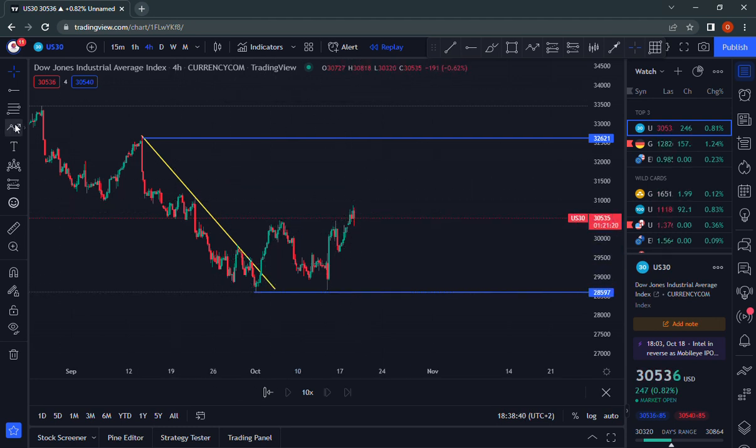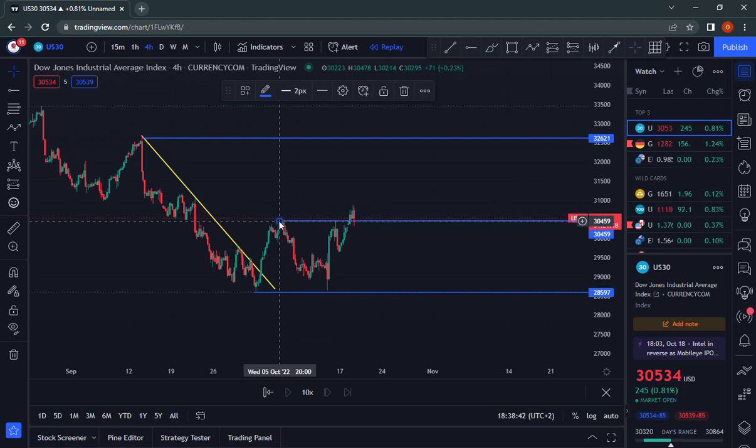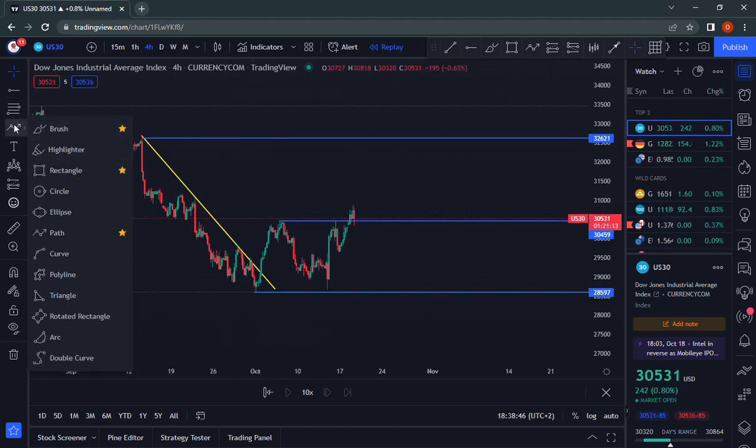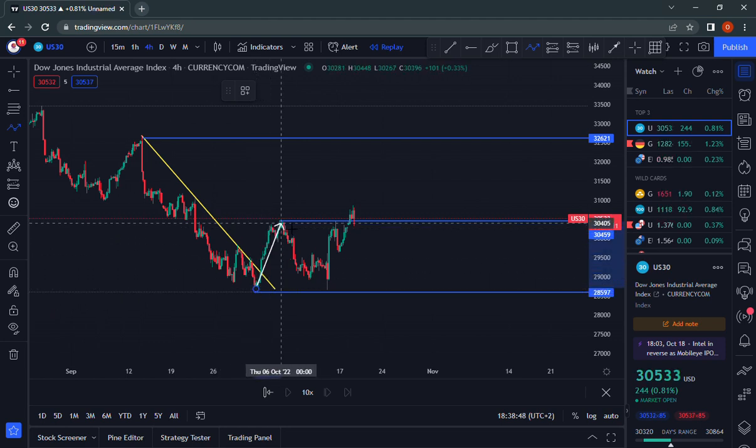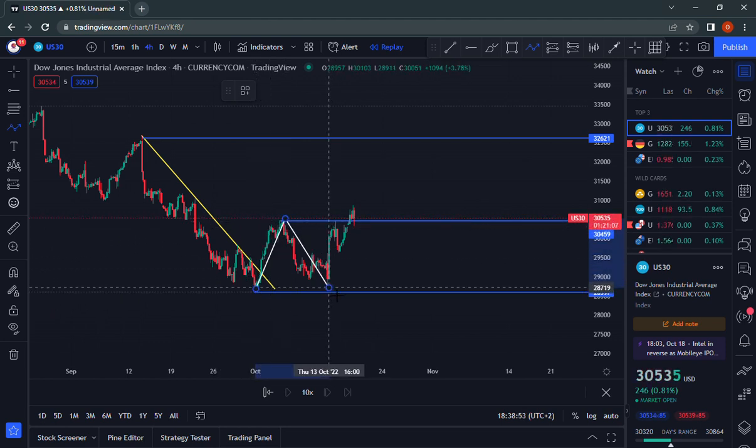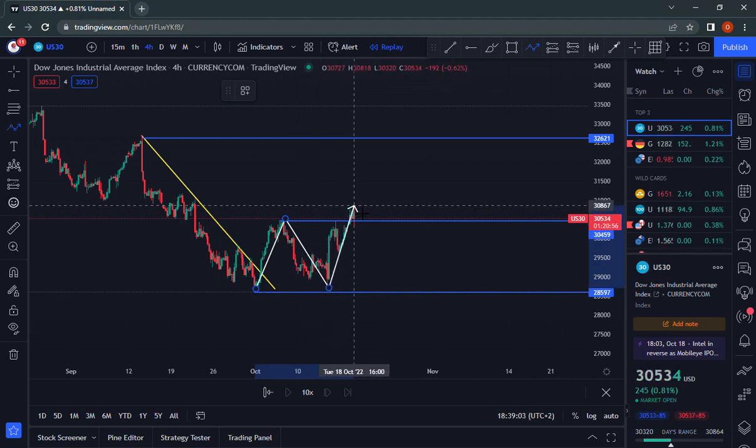So from here, at this point of time, we did not have a trend. We were ranging. We didn't know what could happen. So what can happen now? We know we broke out of this trend. Now we are starting a new upward trend.